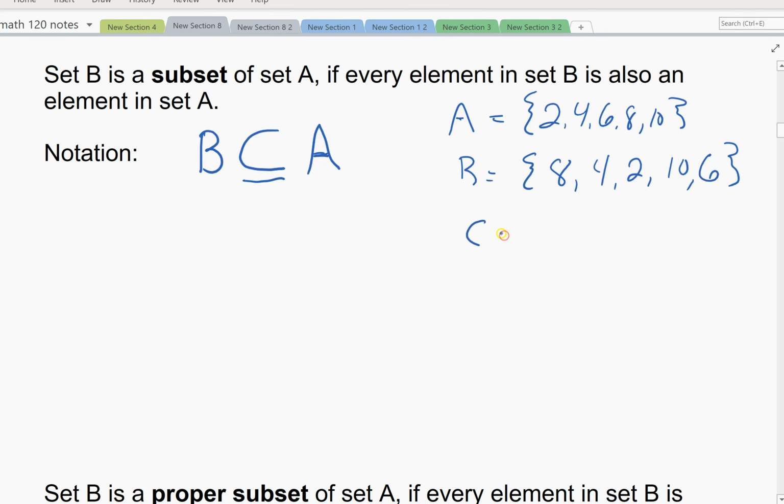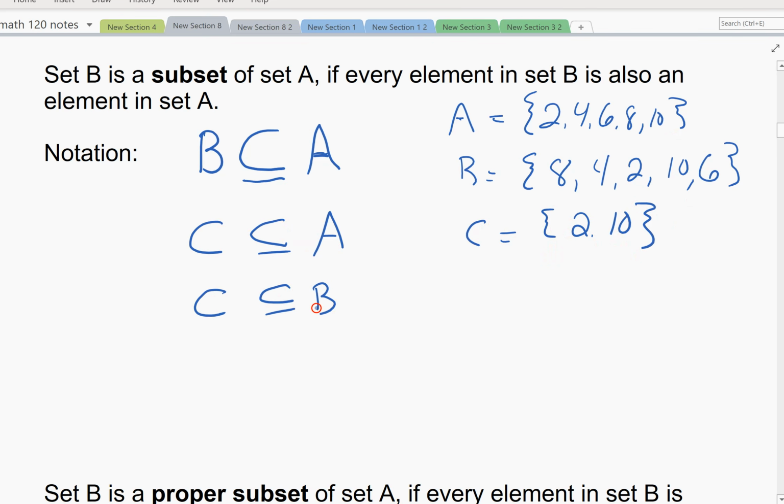I'm going to add another set here, set C. Set C is the set 2 and 10. Well, C is also a subset of A, because every element in C is also an element of A. Now, C has fewer elements, but the definition still holds. Every element that's in my subset C is an element of my big set A. C is also a subset of B, since every element in C is also in B.